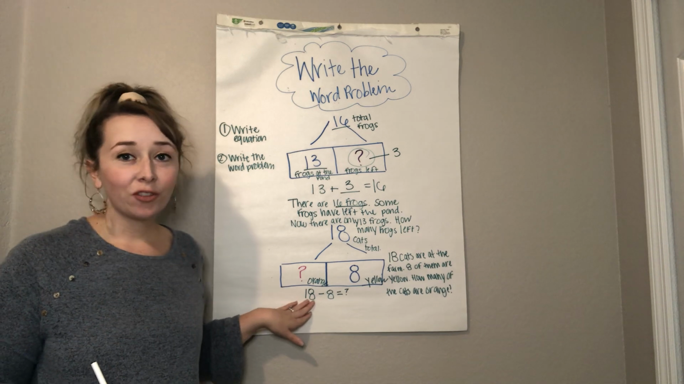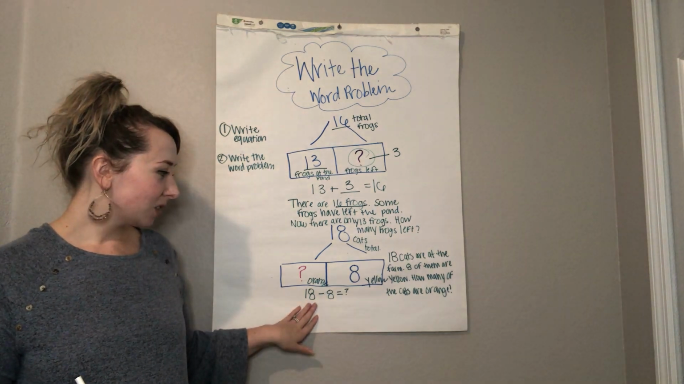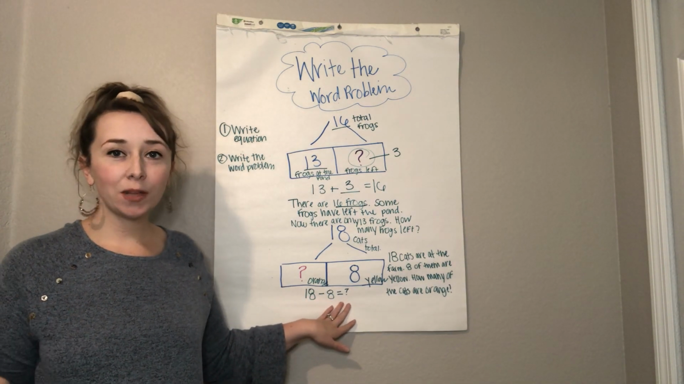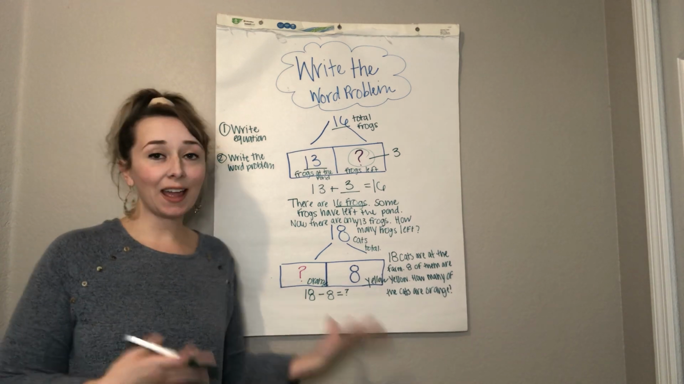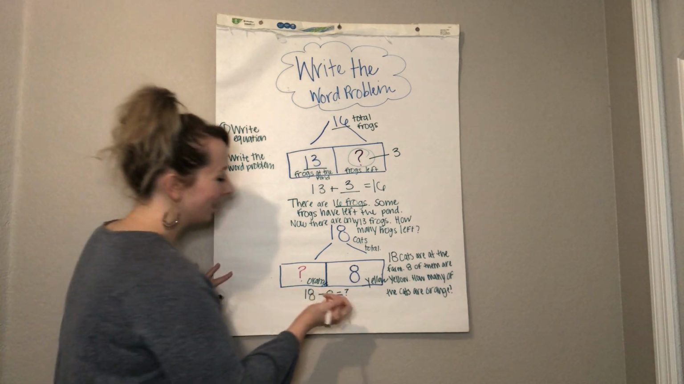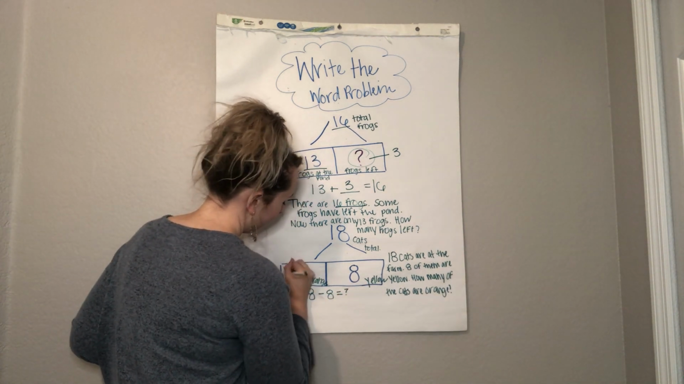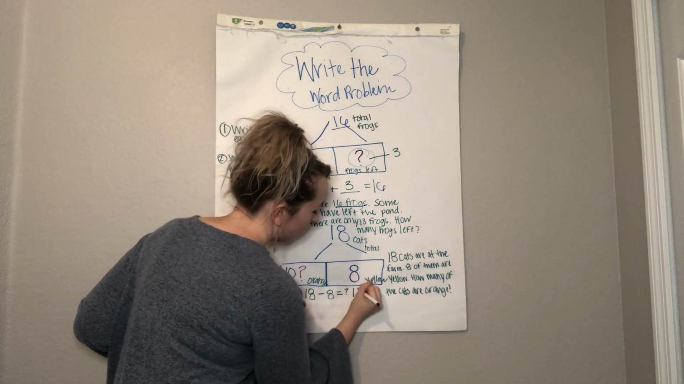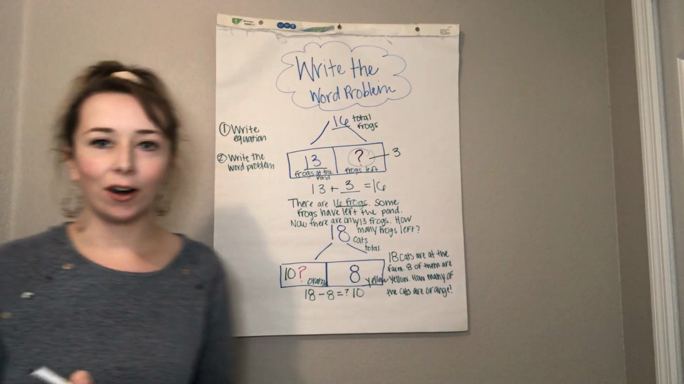So now I just need to figure out, if I have 18 cats total, 8 of them are yellow, how many are orange? So 18 minus 8 gives us an answer of 10, right? So 18 minus 8 is 10. So that means 10 of the cats are orange.